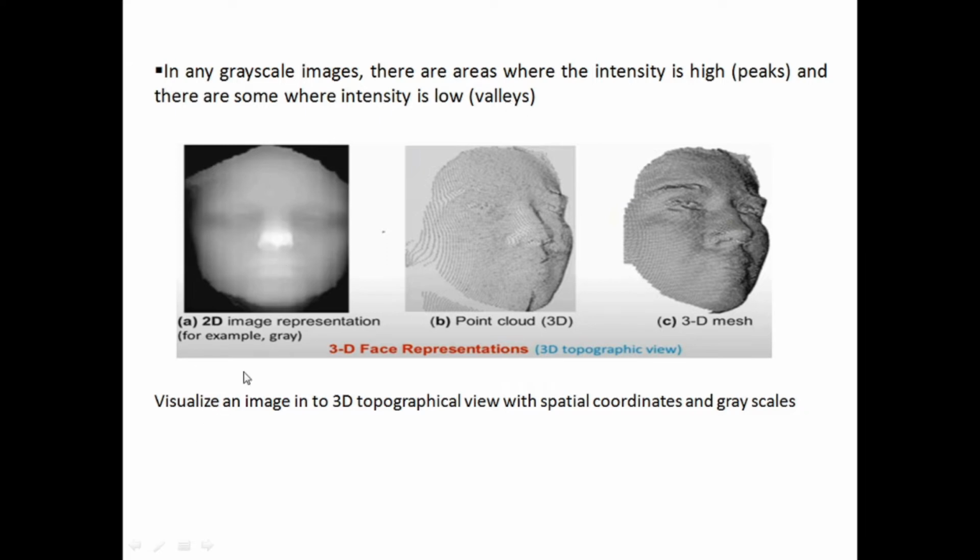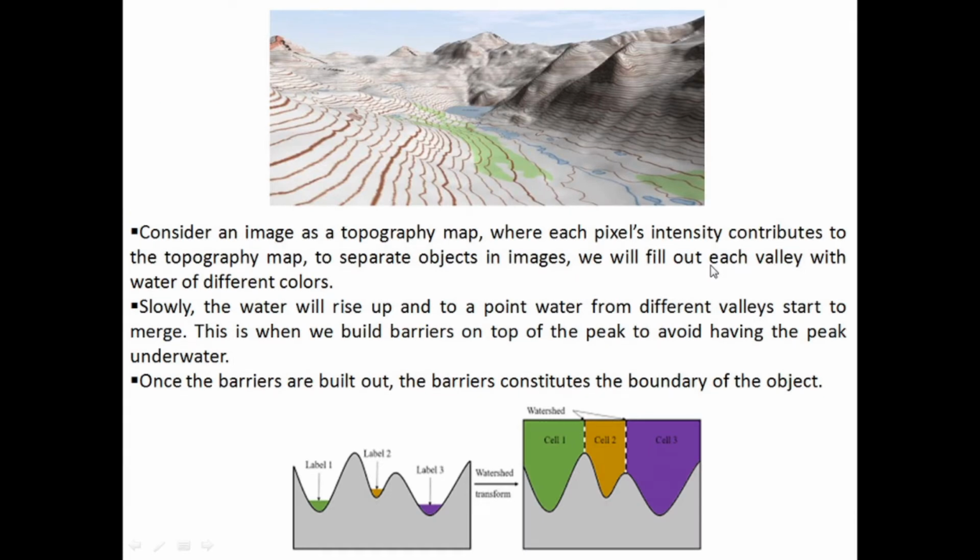So I am visualizing an image. This is my image in this 3D topographical view with spatial coordinates and grayscales. This 2D image is projected here into the 3D point cloud as well as the 3D mesh. Every time I am repeating the word topography. So what actually is the meaning of topography?